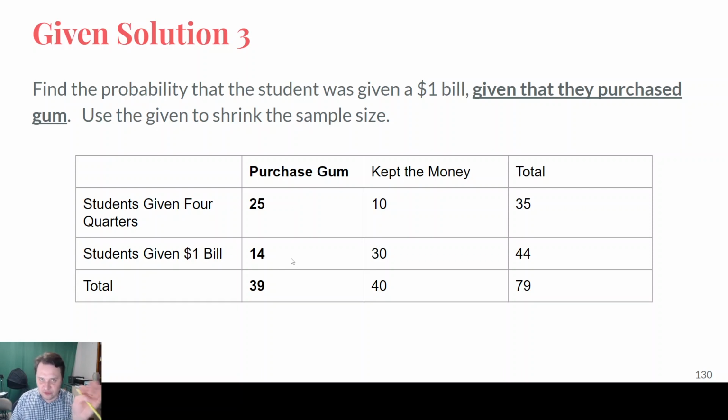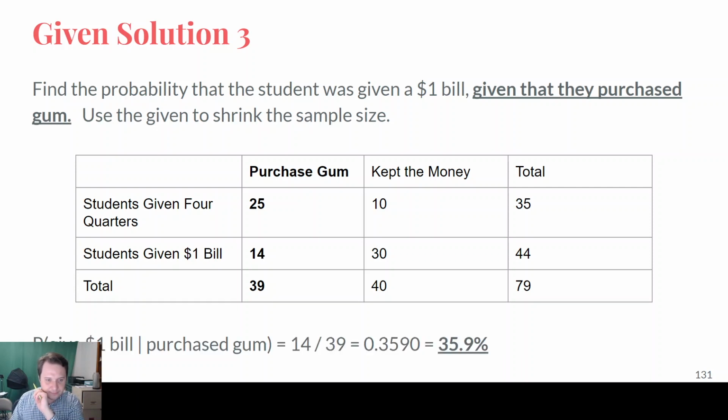So you need to be careful. Sometimes it might be a row that we're looking at. Sometimes it might be a column. Now we want to find the probability that they had a $1 bill. And so you can see that in this column of people who purchased gum, 14 received the dollar bill, out of 39. And so that's how we calculate the probability.